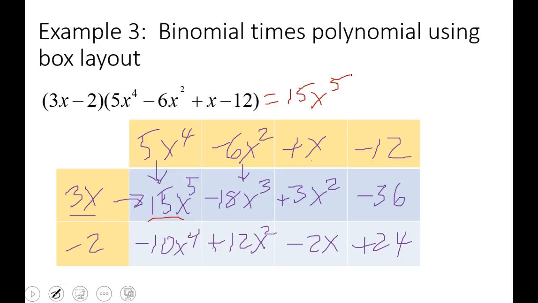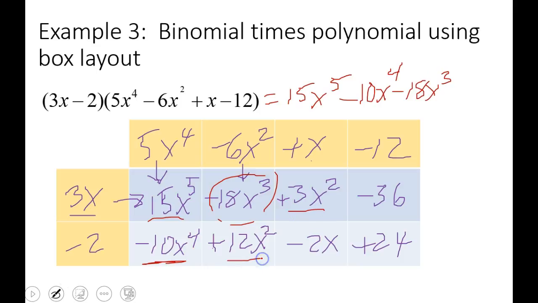Now I look to see, do I have any x to the fourth terms? I have an x to the fourth term here, but I don't have any others to add to it. Minus 10x to the fourth. And then x cubed, there's only one of those, minus 18x cubed. Okay, I get down to x squared. I have a 3x squared, I have a 12x squared. That becomes a plus 15x squared. And then I have a minus 2x.